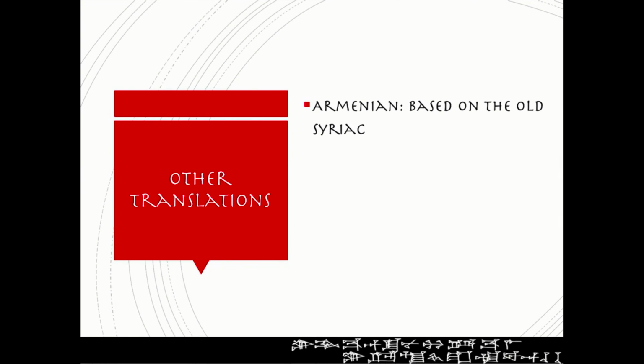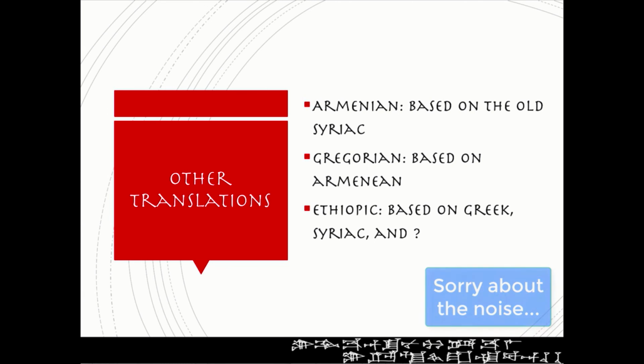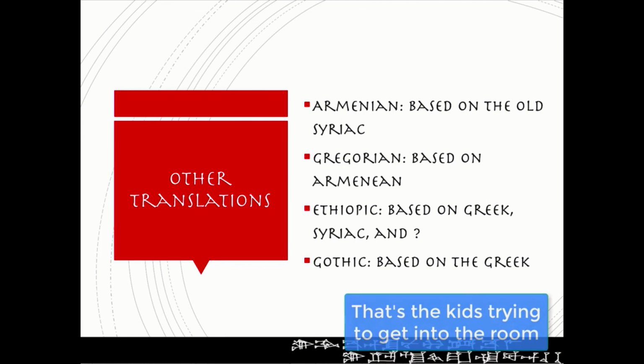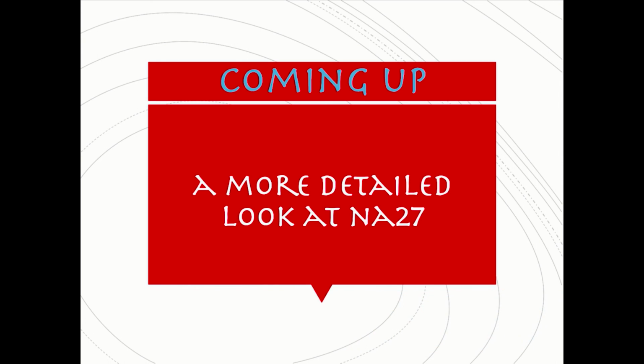There are other translations, such as the Armenian, which is based on the Old Syriac, the Georgian, which is based on the Armenian, the Ethiopic, which is based on the Greek and Syriac, and then finally the Gothic, which is based on the Greek. Beginning next week, we're going to take a look at the Nestle-Aland 27 in a bit more detail than we looked at in an earlier episode of Textual Criticism, so stay with us.